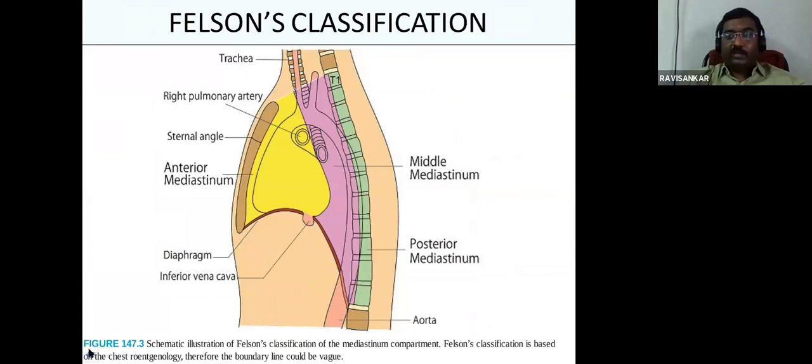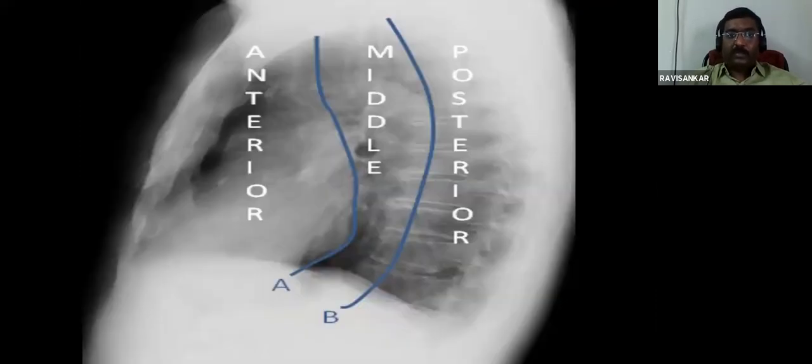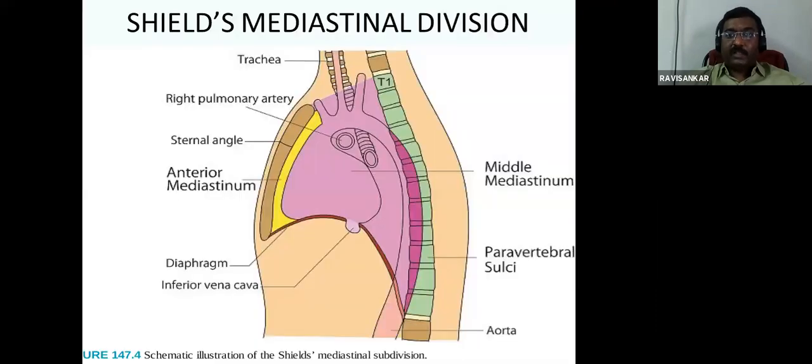So Felson's classification is based on X-ray. Remember this only. Okay. Felson's is a vague classification because there are no strict anatomical boundaries available to describe, but still it is based on the X-ray. So the anatomical boundaries are vague. Remember that. The Shields mediastinal division is actually the commonest mediastinal classification that is commonly used.